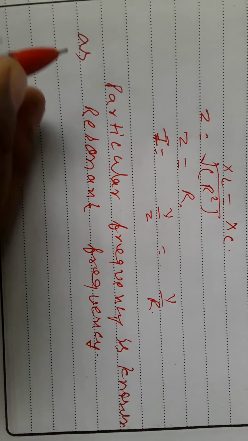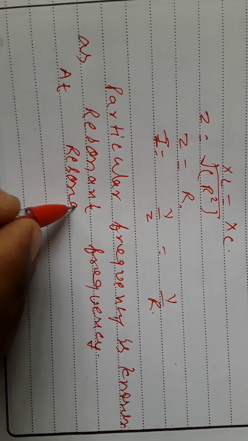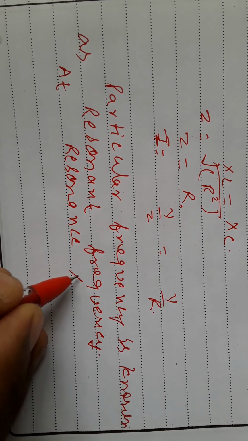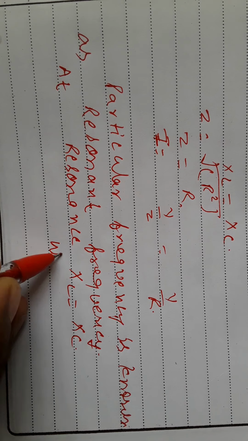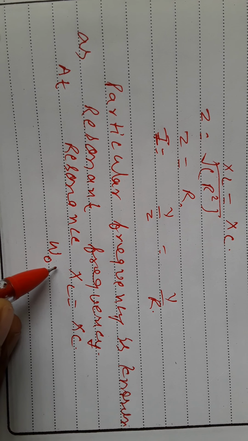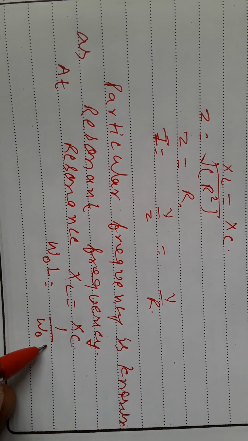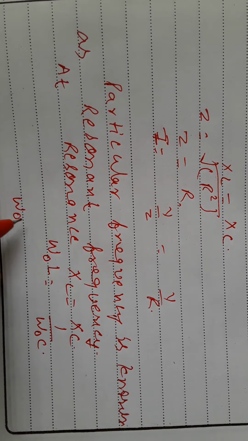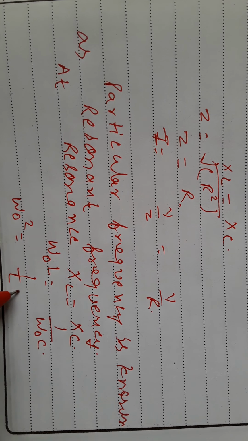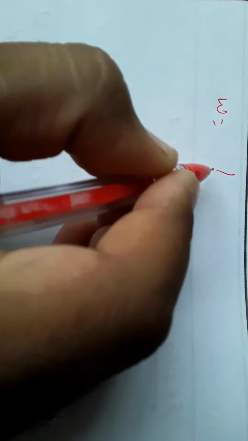So at resonance, XL equals XC. XL is equal to omega L, at the particular frequency that is omega naught L. XC is 1 by omega C, we can write 1 upon omega naught C. So we can write omega naught square is equal to 1 by LC, and omega naught is equal to 1 by under root LC.